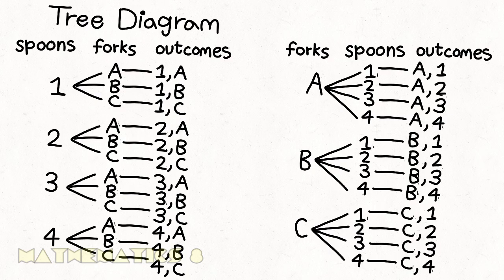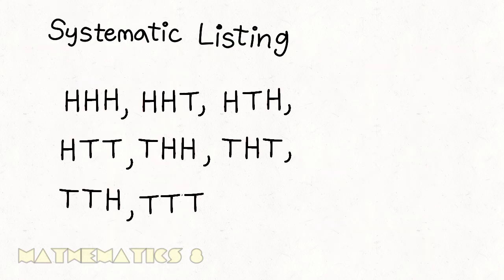Tree diagram is a device consisting of line segments emanating from a starting point and from the outcome point. It is used to determine all possible outcomes of a probability experiment. In tossing a coin 3 times, how many possible outcomes are there? Determine the number of outcomes by systematic nesting.